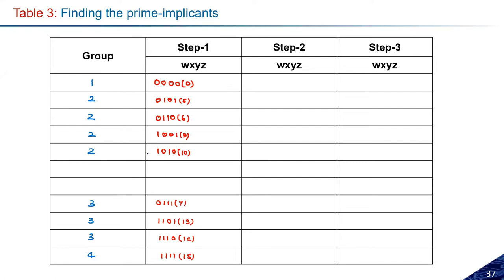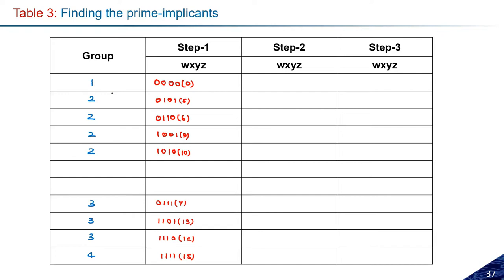First step, I just told you, I can make the pair with the next group. Okay, so group one can make the pair with group two. Group two can make the pair with group three. Group three can make the pair with group four. Okay, this was the first condition. And the second condition is, we need to find the number of ones, or like the number of changes in the digit should be one, not more than one. Okay, so let us see here.